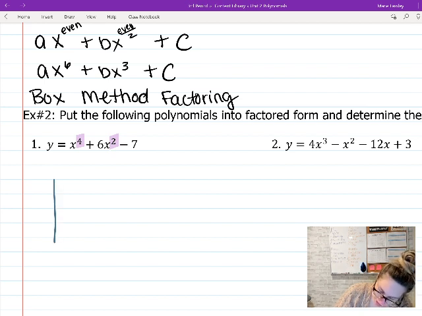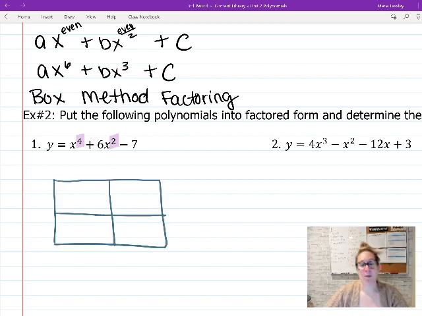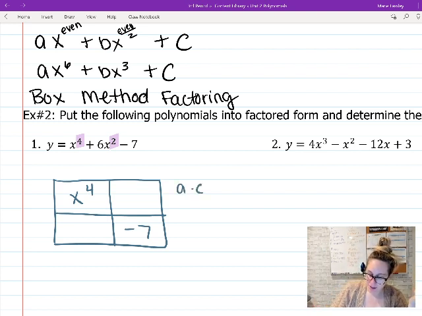Now, just like with quadratics, I'm going to put my leading coefficient, my first term, in that top left corner. So this is going to be an x to the fourth. All right, and again, just like normal quadratics, I'm gonna put my constant in the bottom right-hand corner of my box, so minus 7. Now, to figure out what goes in the diagonal boxes, again, just like quadratics, I'm gonna do a times c, so it has to multiply to a times c, and it has to add to b.